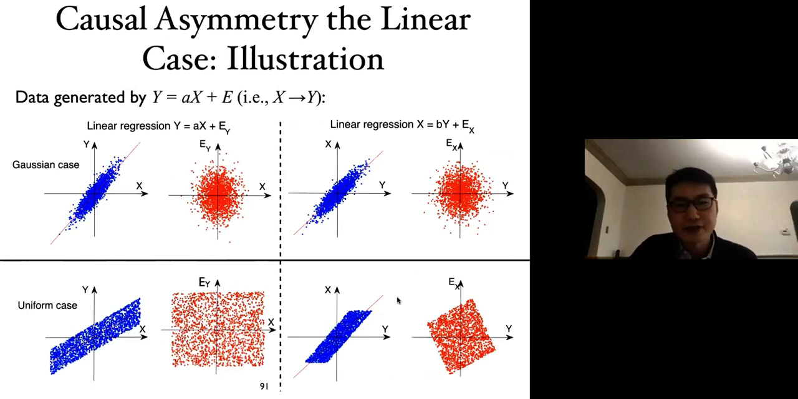In the linear case, we can easily go from correlation to the asymmetric causal relation if we assume the noise terms are non-Gaussian. Here you can see an illustration. I generated x first, and then I generated y. So basically, x causes y in this way.